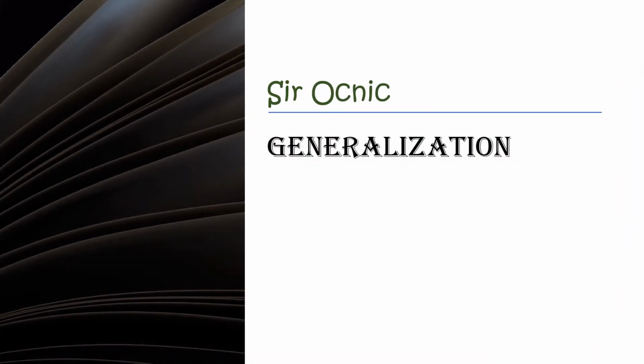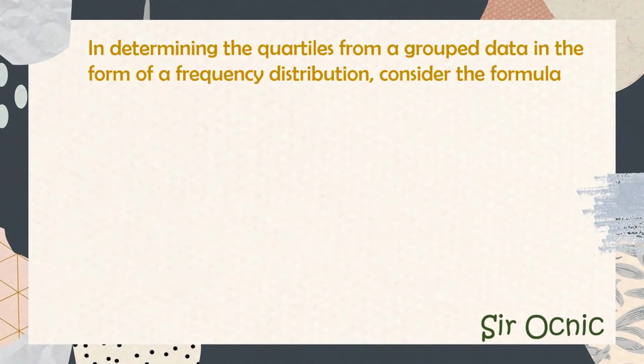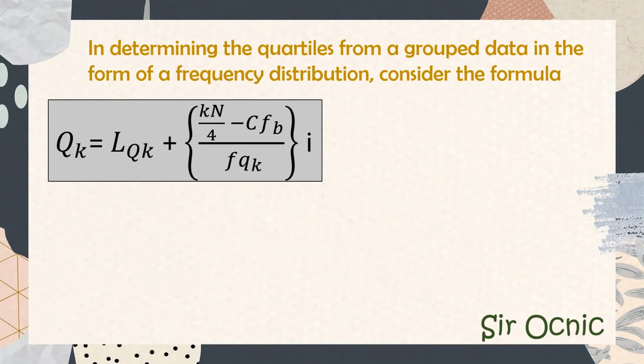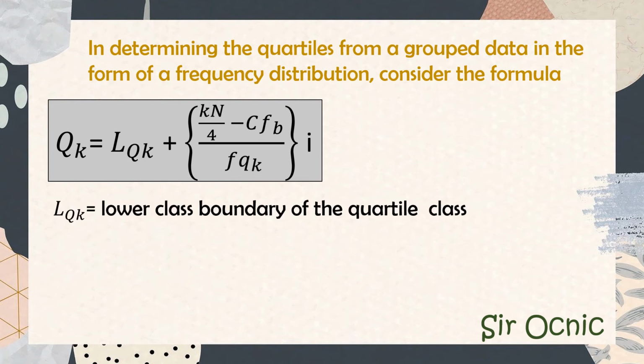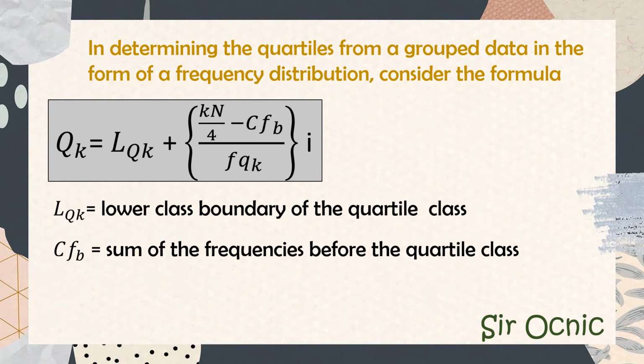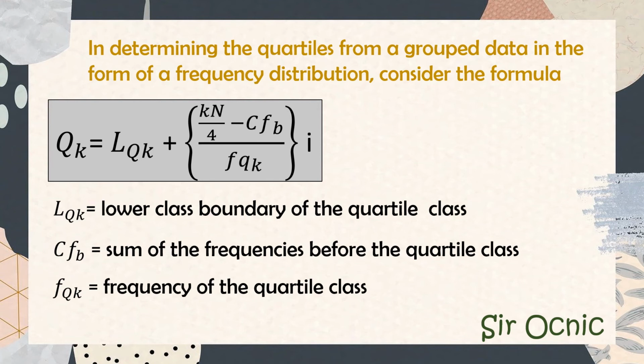Let us now summarize what we have discussed. In determining the quartiles from grouped data in the form of a frequency distribution, consider the formula Q sub k is equal to LQK plus quantity kn over 4 minus CFB all over FQK times I, wherein LQK is the lower class boundary of the quartile class, CFB is the sum of the frequencies before the quartile class, FQK is the frequency of the quartile class, N is the total frequency, and I is the class size.